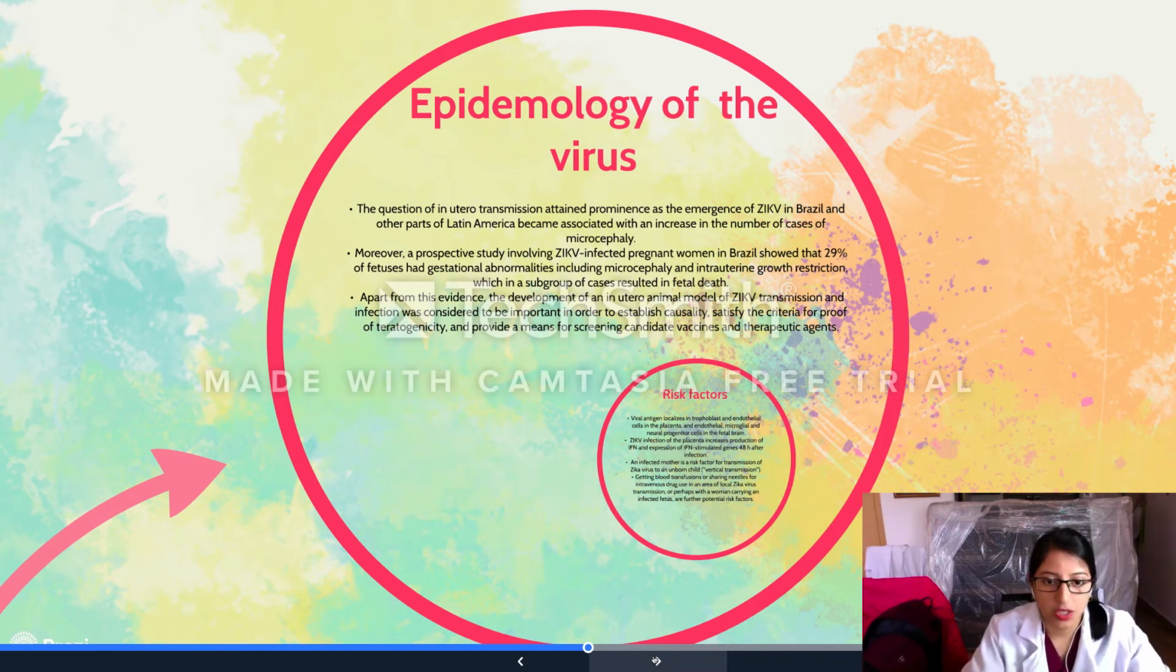Epidemiology of the virus. The question of in utero transmission attained prominence as the emergence of Zika in Brazil and other parts of Latin America became associated with an increase in the number of cases of microcephaly. Moreover, a prospective study including Zika-infected pregnant women in Brazil showed that 20% of the fetuses had gestational abnormalities, including microcephaly and intrauterine growth restriction, which as a group of cases resulted in fetal death. Apart from this evidence, the development of an in utero animal model of Zika virus transmission and infection was considered important in order to establish causality, satisfy the criteria for proof of teratogenicity, and provide a means for screening candidate vaccines and therapeutic agents.